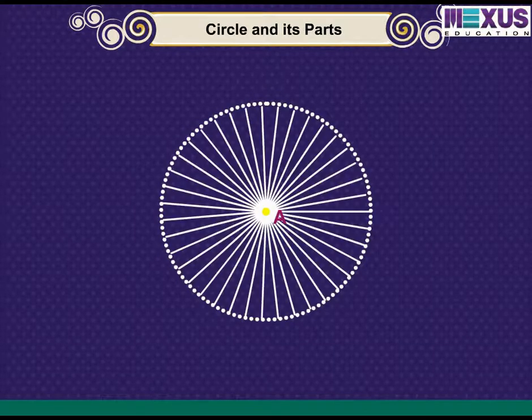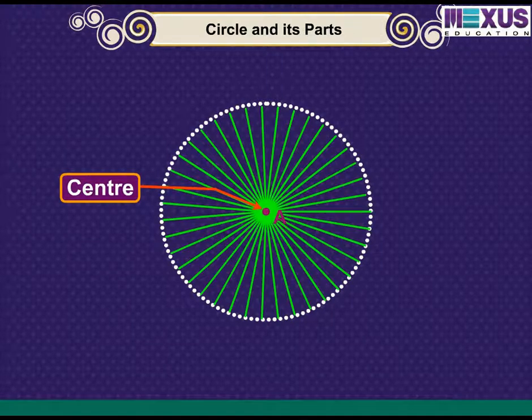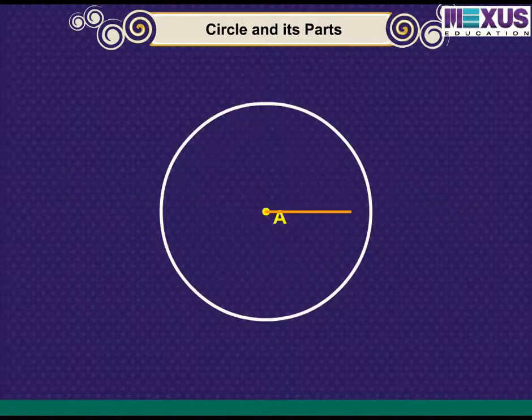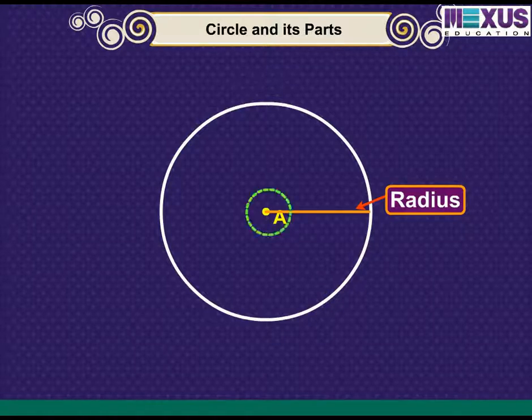Let us draw a circle with a fixed point A at the center and draw all the points that are at a fixed distance from A. Here the fixed point is called the center, and the fixed distance from center to any point on circle is called the radius of the circle. Hence, the radius is the distance from the center to the edge.